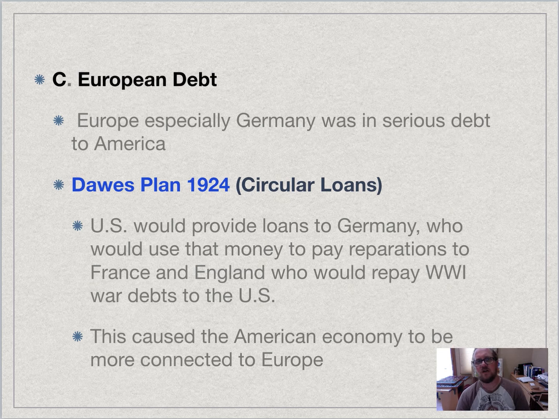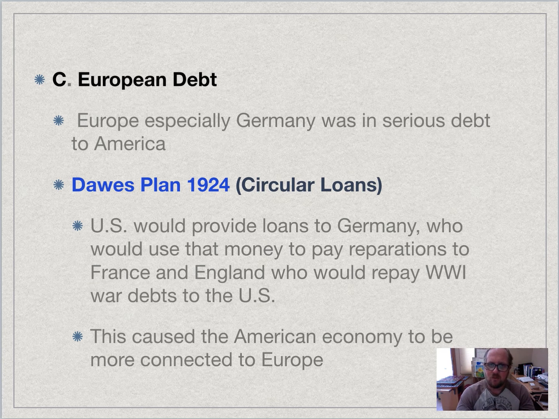A big part of this 1920s time period was the amount of debt that Germany had, and also the amount of debt that France and England had because they owed so much because of the war. So in 1924, Charles Dawes came up with a plan to deal with this debt repayment. These are called circular loans. If you think about a circle, it goes around in a circle, correct? So we would take massive amounts of money, billions of dollars, and loan that to Germany, or basically give that to Germany.